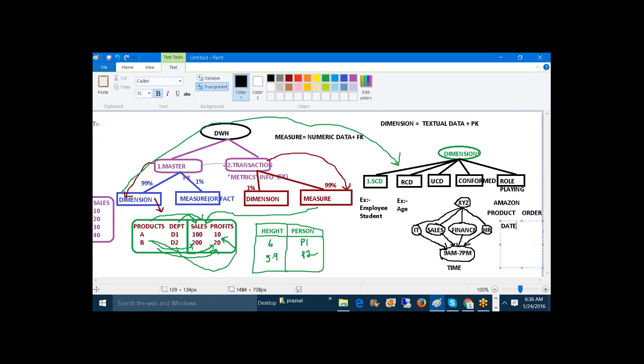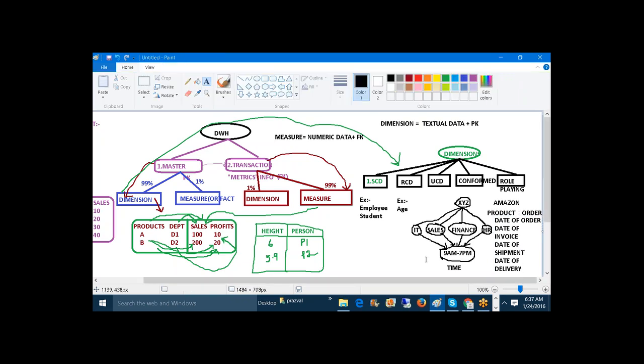That order contains the date of order, and that order contains the date of invoice, and that order contains the date of shipment, and even that order contains the date of delivery. So that single order is playing multiple roles: date of order, date of invoice, date of shipment, and date of delivery.